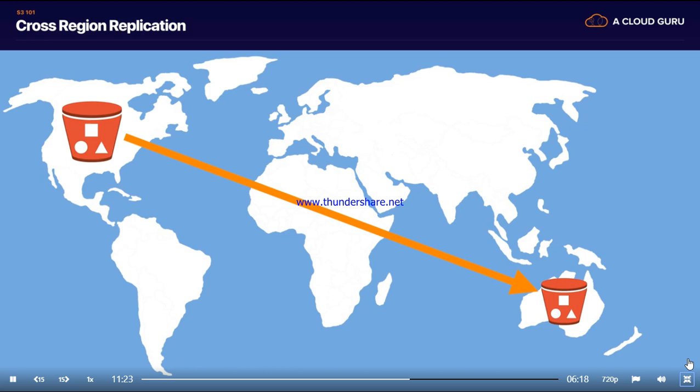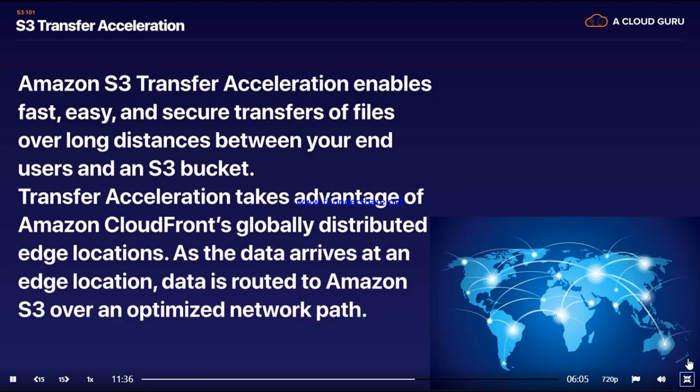So what will happen is as soon as you upload an object to your bucket in US East 1 and you've got cross-region replication turned on, those objects will automatically be replicated over to your bucket in Sydney. And we're going to have a lab on that coming up.